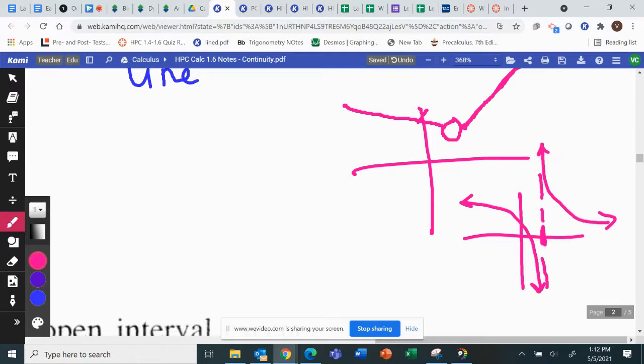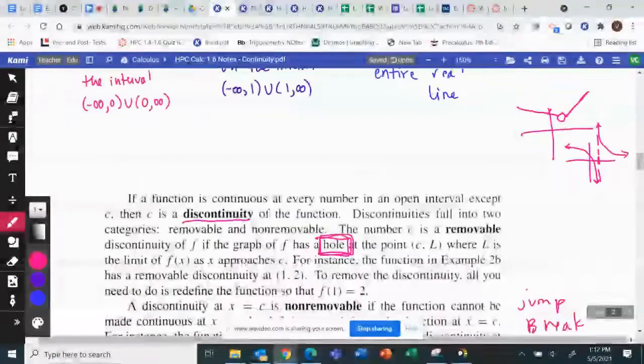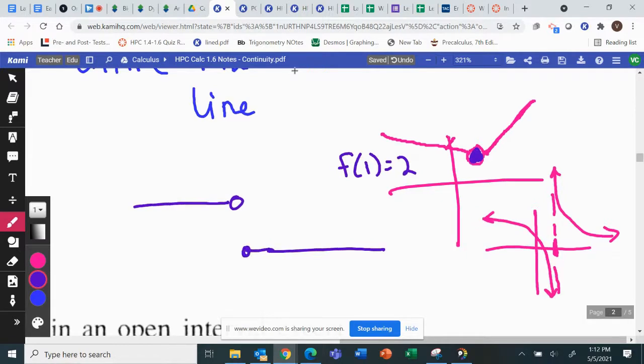A removable one, they say that you could, if you wanted to, like, I don't have an example right now, but let's say with this graph right here, we could define it. We could have added information if we wanted to, say f of 1 equals 2, is what they wrote, and then you could color that in and make it continuous. So that's something that I can fix, where I can't fix a break. I can't connect those all of a sudden without changing the entire first equation.